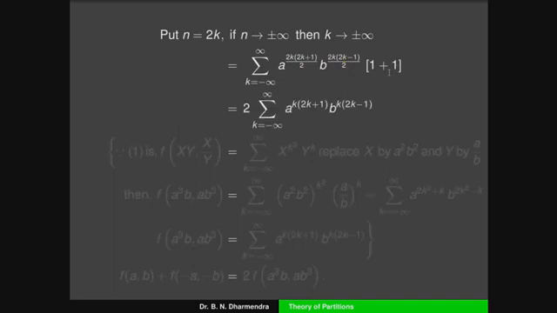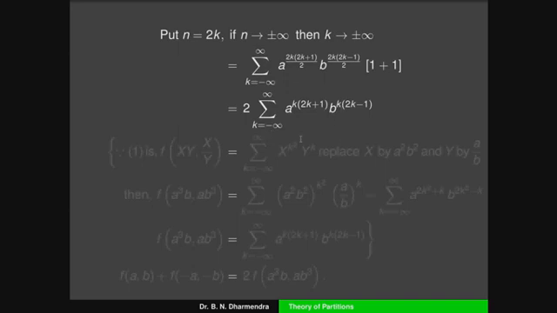It can be written as 2 times the summation k running from minus infinity to plus infinity a to the power of k(2k+1) into b to the power of k(2k-1). Carefully observe the terms. Now we are using today's first result, that the theta function can be written as f(xy, x/y) equal to the summation n running from minus infinity to plus infinity x to the power of n square into y to the power of n. So you are using that result here, and we can find out this value.